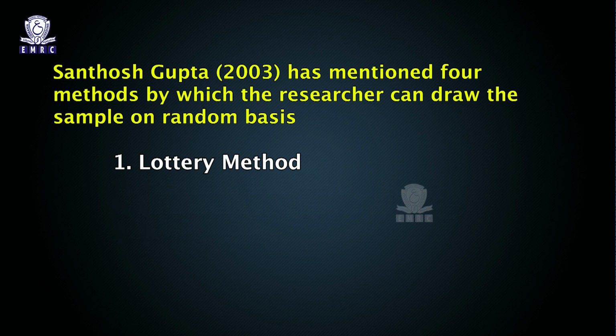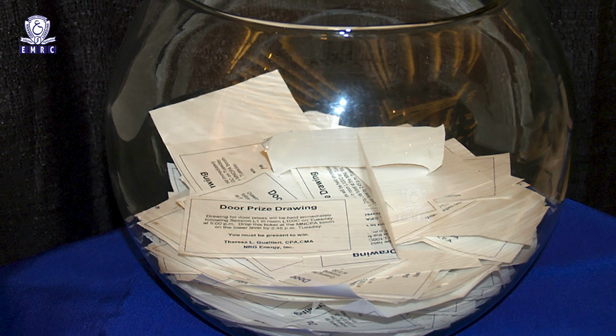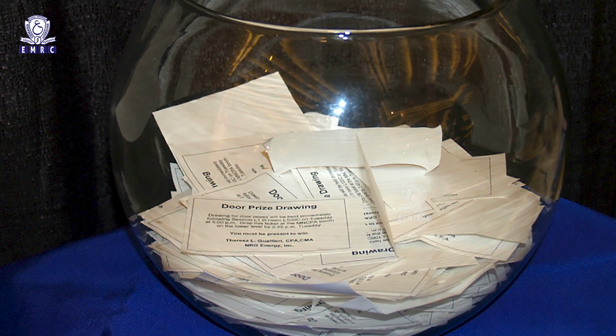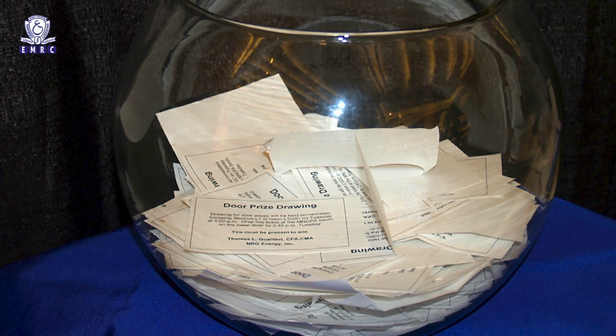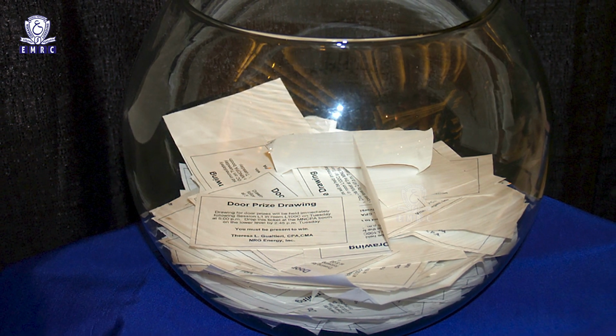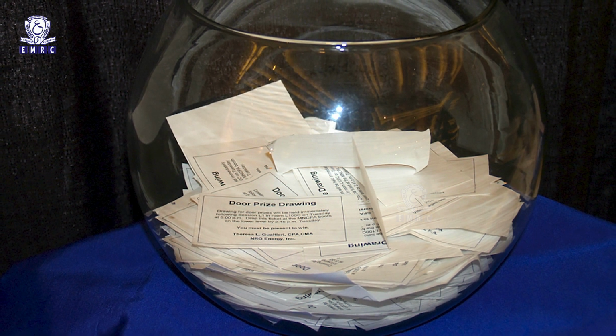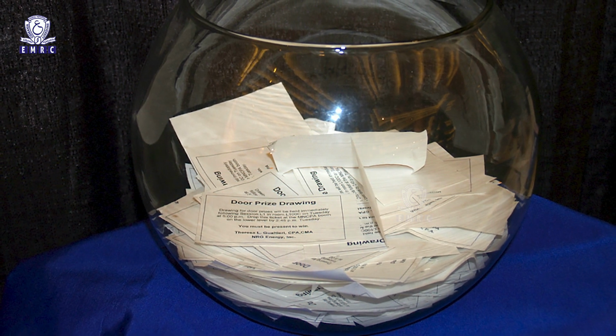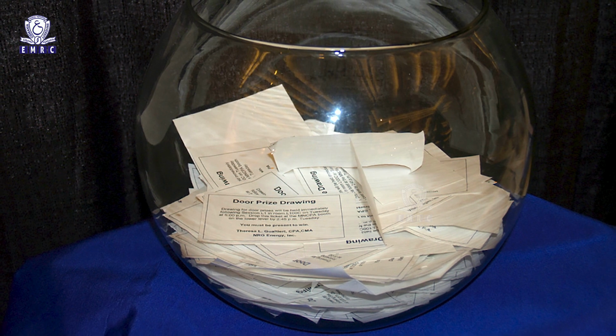Now let us discuss the lottery method. In this method, the various units of the universe or population are numbered on small slips of paper, mixed and kept in a drum. A blindfolded selection is then made of the number of slips required to constitute the desired sample size.